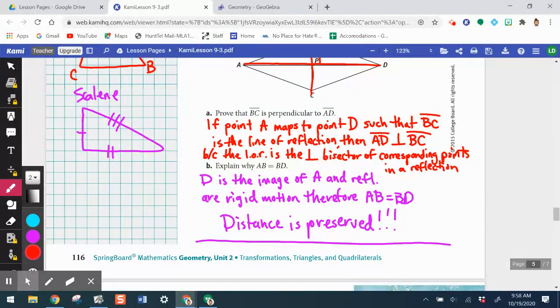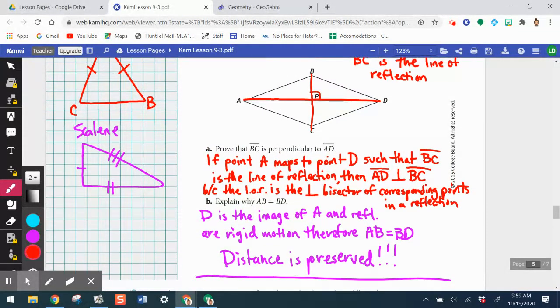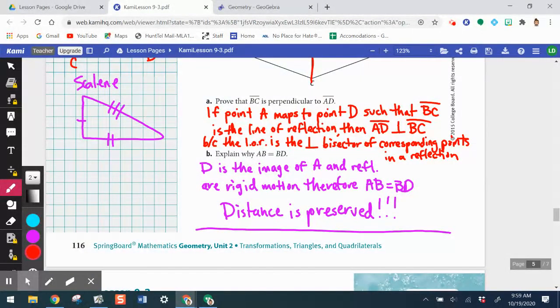Then part B says, why is the length of AB equal to BD? So we know that point A, like we said in A, point A maps to point D. So however far A is from B on the line of reflection, then D has to remain that same distance on the other side of the line of reflection. In fact, D is the image of A, and reflections are rigid motions. Therefore, the length of AB is equal to BD. And I really wanted to emphasize this. Distance is preserved in a reflection, because it's a rigid motion, the size and shape does not change.